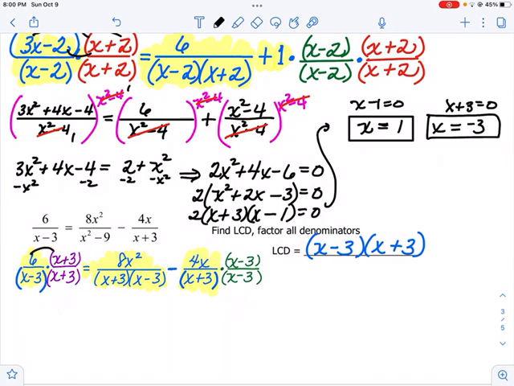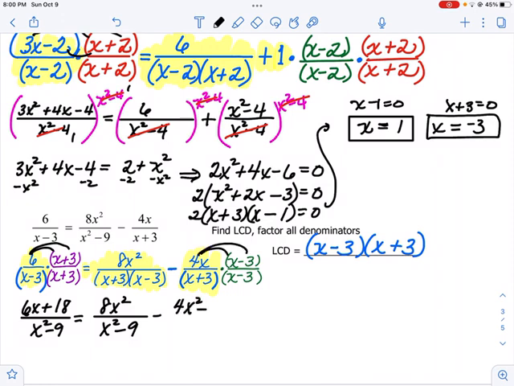So let's go ahead and we'll distribute the numerators here, and we're going to keep the denominators. So it's going to be 6x plus 18, and that's over, and we can go ahead and multiply that through. It's going to be x squared minus 9 again, right? And this is equal to, then we have 8x squared over x squared minus 9, and then minus, here we have 4x squared minus, we're going to distribute here, minus 12x. Okay, and that's over x squared minus 9.